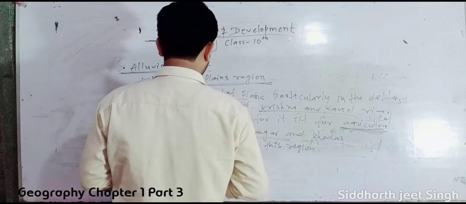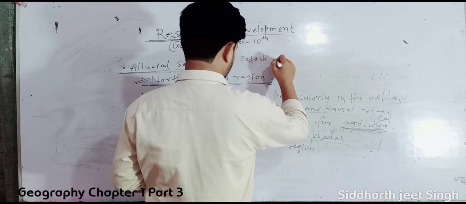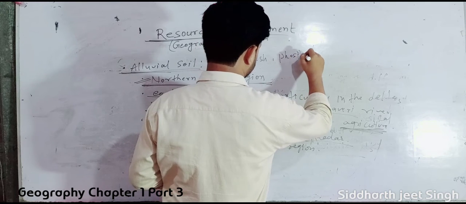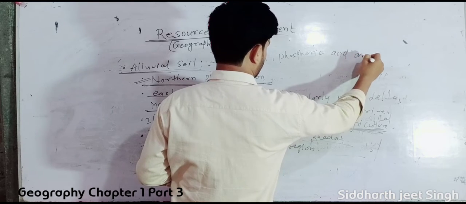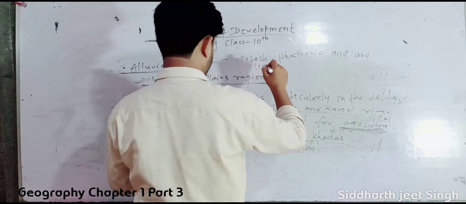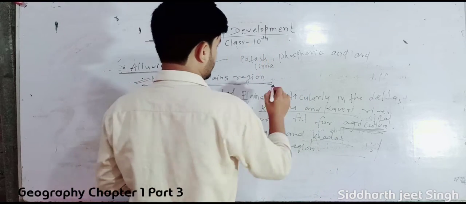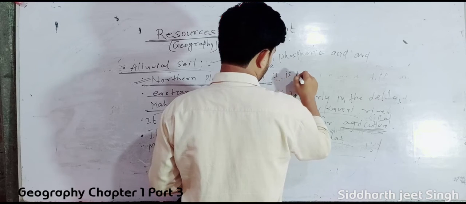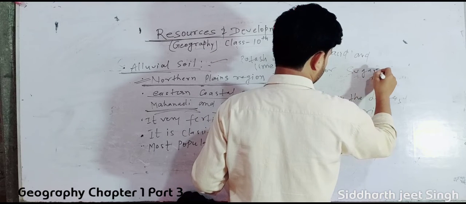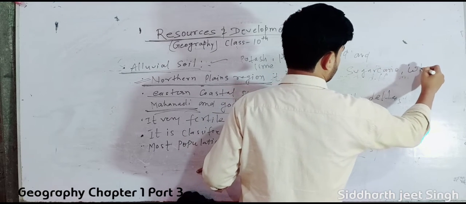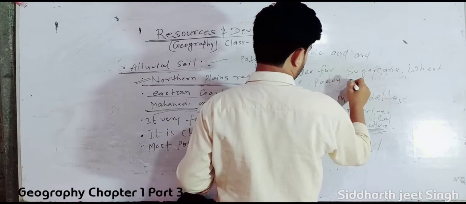This soil is rich in minerals like potash, phosphoric acid and lime, which are ideal for the growth of sugarcane, paddy, and wheat. It is ideal for sugarcane, wheat, rice, paddy, etc.